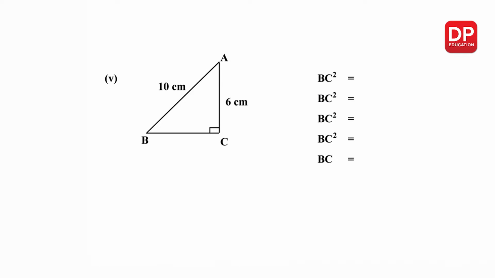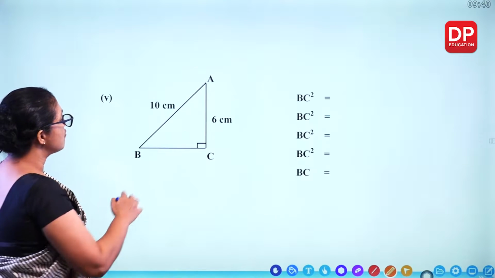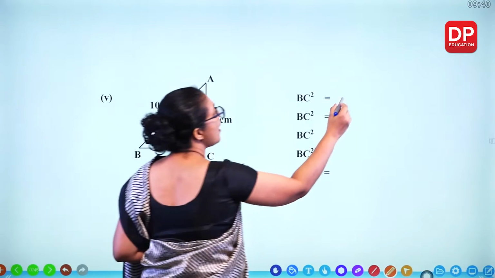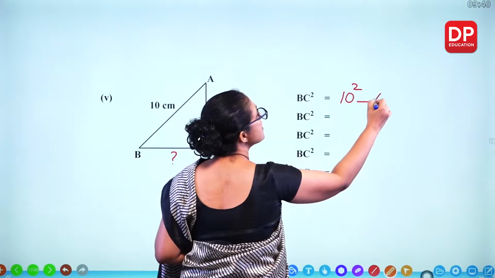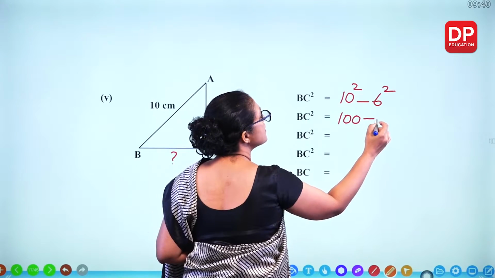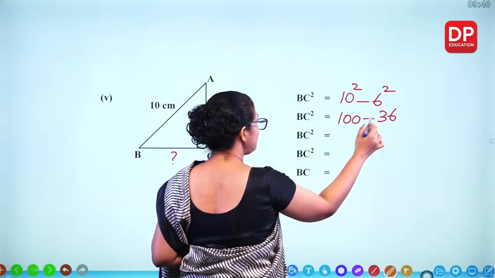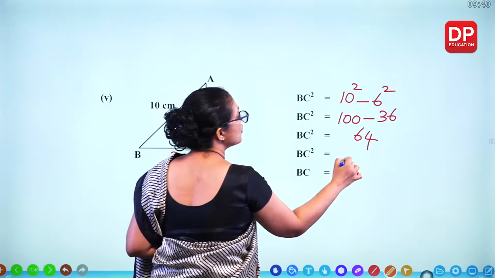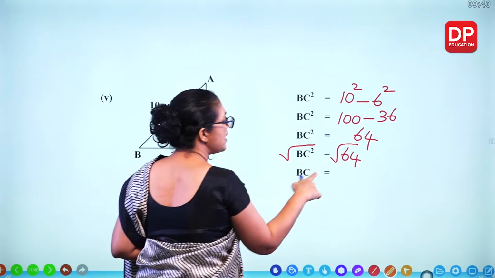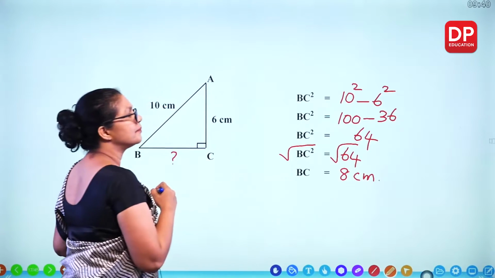This triangle, ABC, angle C is 90. BC is not the hypotenuse. So how do you find that? 10 squared minus 6 squared. 10 squared is 100. 6 squared, 6 times 6, is 36. When you subtract, what do you get? 64. So when you take the square root of both sides, you get BC, that's 8 centimeters.